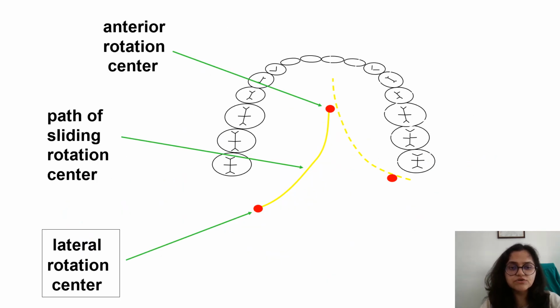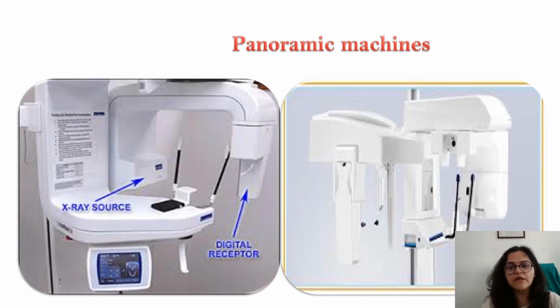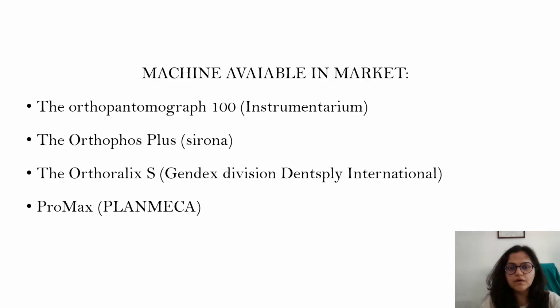This is a sliding center of rotation. This is an anterior center of rotation. This is a part of the sliding center of rotation and the lateral rotation center. This is the focal trough, which we have already discussed in the previous slide. These are the panoramic machines with digital receptor, X-ray source, OPG machines which are readily available in the market.